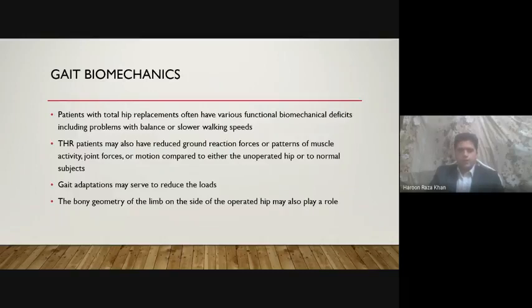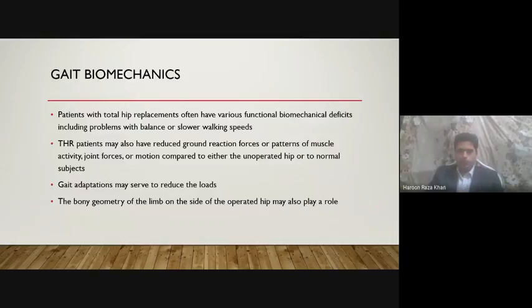After understanding this, we will now talk a little bit about gait biomechanics. Many researchers have found that patients with total hip replacements often have various functional biomechanical deficits, including problems with balance and slower walking speeds. This balance problem and slower walking speed are specifically because of the reason I have described: to counteract the forces of joint reaction, body weight, and abductor forces. They alter their balance and walking speed to reduce that stress.